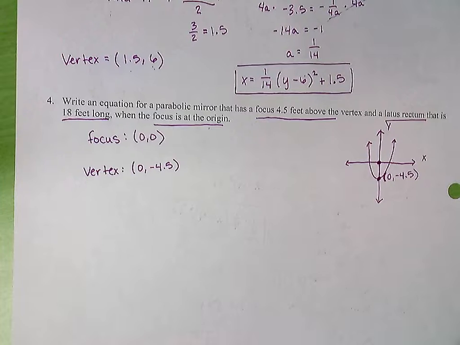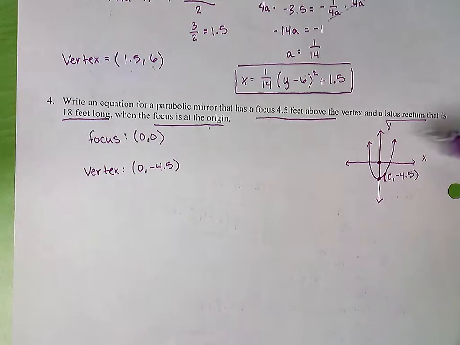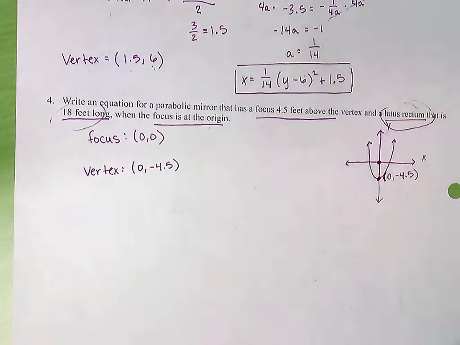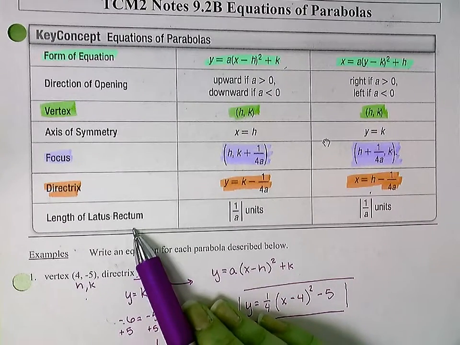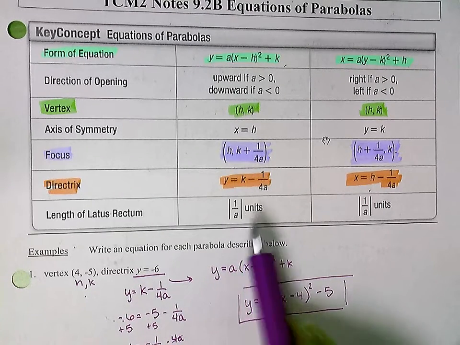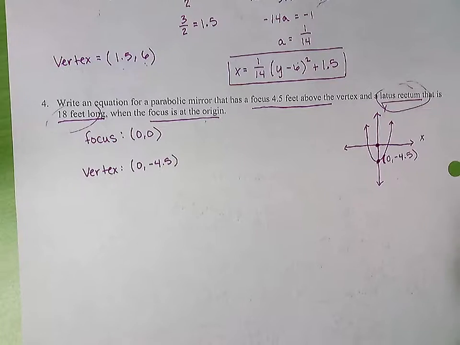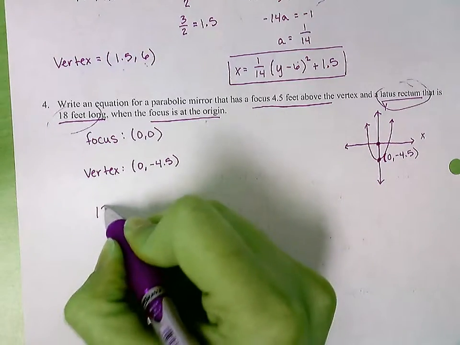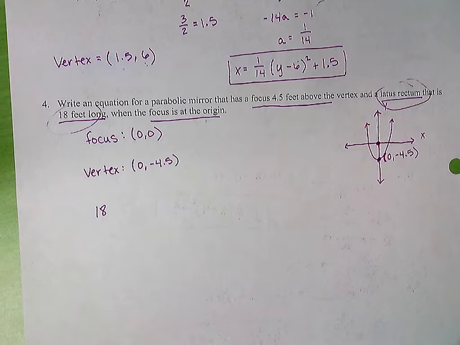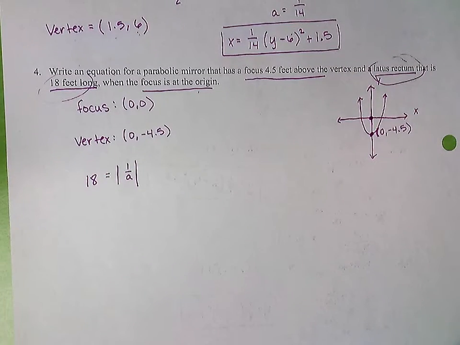Okay, now I have to find A. Well, it gave me that this latus rectum here is 18 feet long. So I'm going to go to the front. That's right here. To find that, it's the absolute value of 1 over A. Okay? So we'll use that 18. That length has to be equal to that formula, absolute value 1 over A.